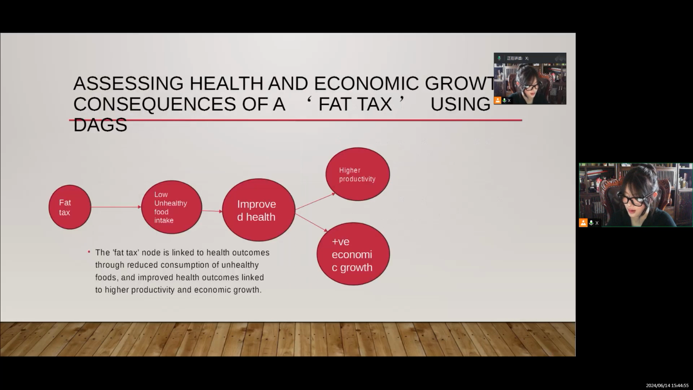Finally, let's see how we could use directed acyclic graphs to assess the health and economic growth consequences of a fat tax. DAGs are graphical representations used in econometrics to model causal relationships between variables. A DAG illustrates the potential pathways through which a fat tax could influence health outcomes and economic growth. The fat tax node is linked to health outcomes through reduced consumption of unhealthy food, and improved health outcomes are linked to higher productivity and economic growth.